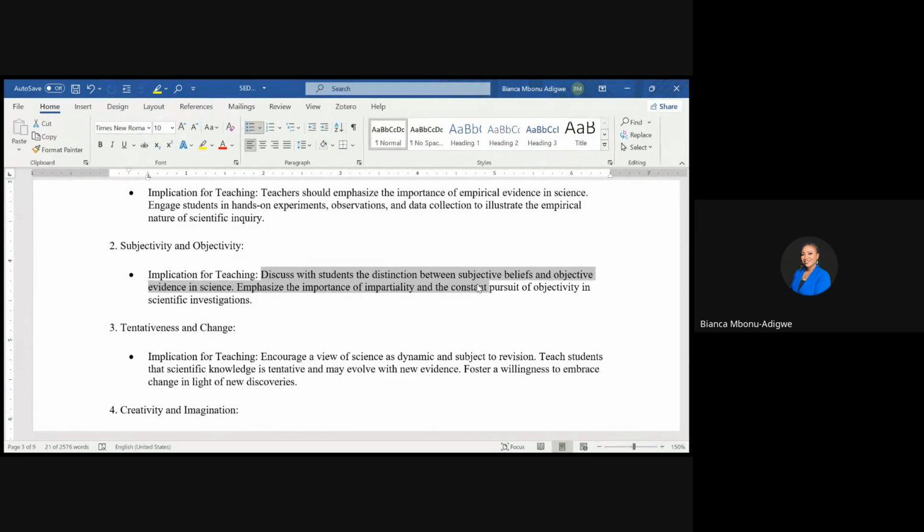Like I mentioned earlier, the eclipse of the sun. They will tell you that one wizard is coming to marry, and that is why the eclipse of the sun happened. That's a subjective belief. But there is objective evidence in science.